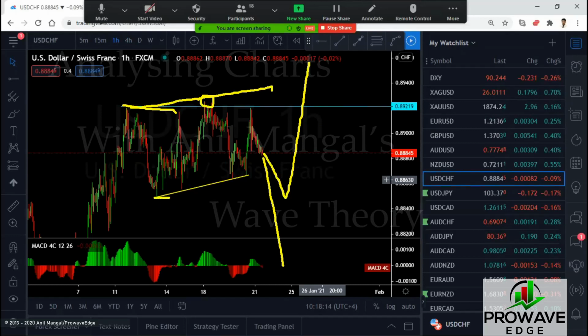I'm waiting for it to break this low or come close to that low. And then if I get any sell setup, which means if I get a correction, I will sell. If I get an impulse and a flag, I would buy.